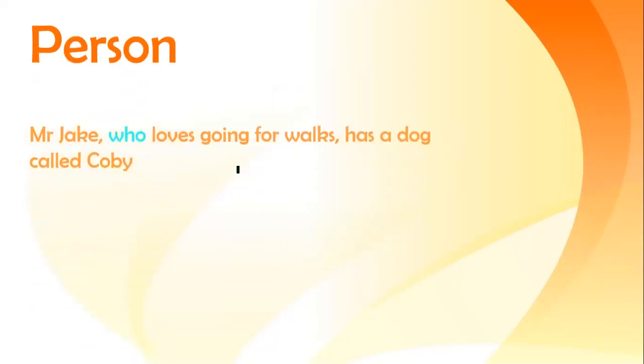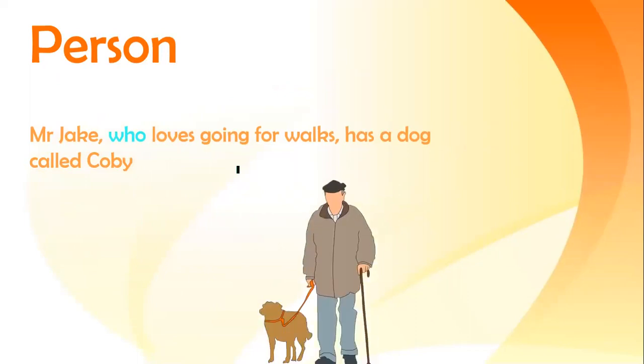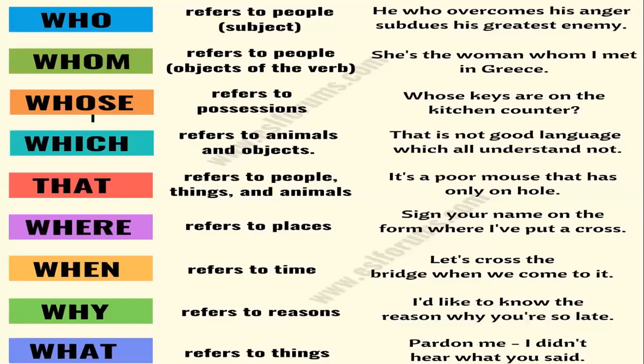Mr. Jack, who loves going for a walk, has a dog called Cabby. Now here, who is talking about Mr. Jack, and hence it is a relative pronoun. Now let's look at some more examples.